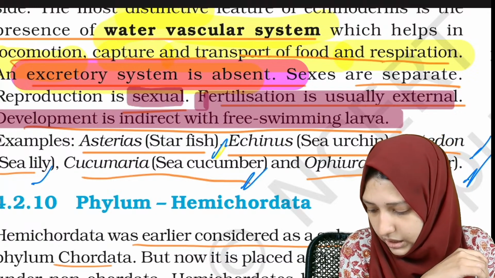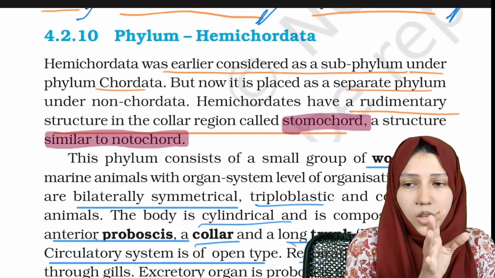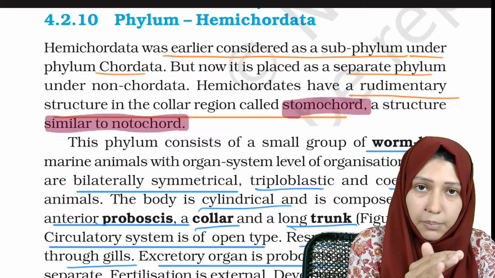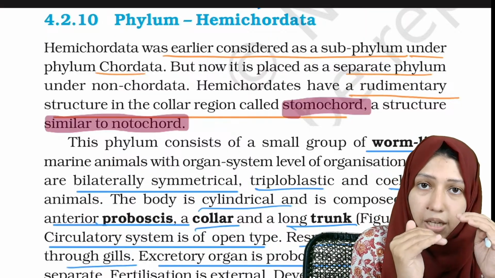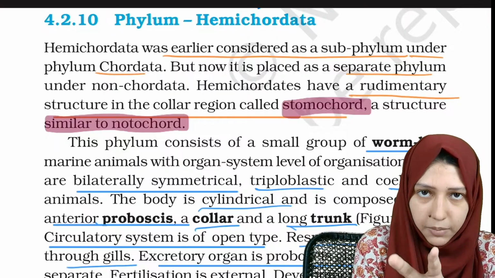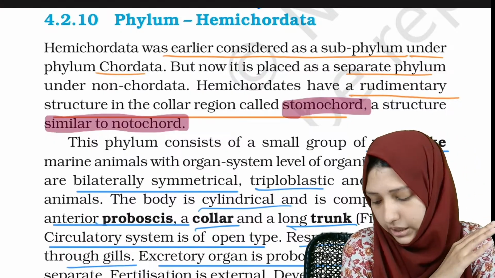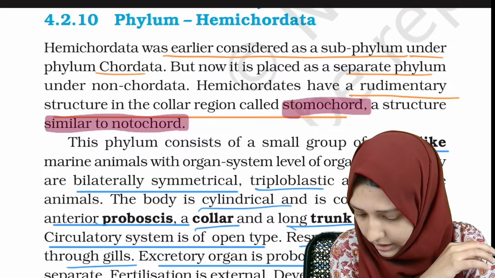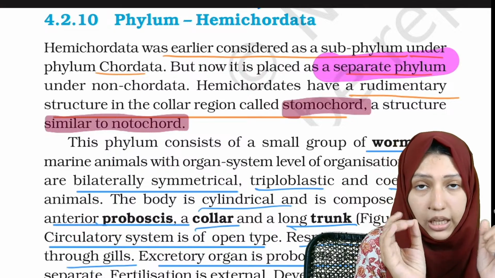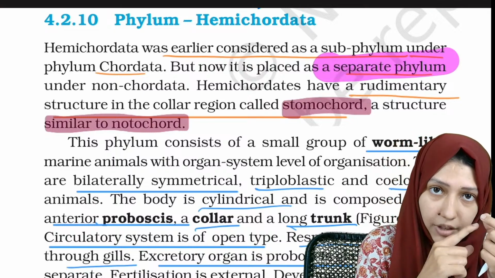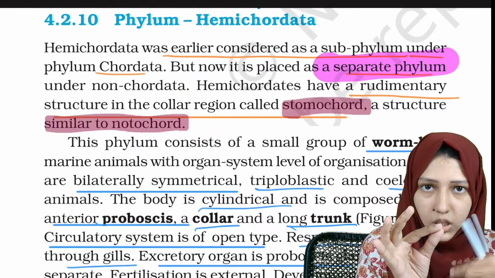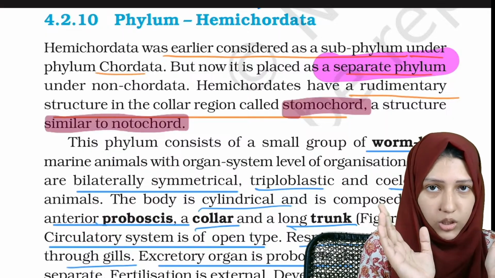Now coming to the next phylum, which is Hemichordata. Hemichordata was earlier classified as a subphylum of Chordata, which means earlier it was kept under the phylum Chordata as a part of Chordata, but later they developed a new phylum known as Hemichordata. Now they are a separate phylum. They were kept as a subgroup because they had a rudimentary structure. Rudiment means useless. A rudimentary structure similar to the notochord.